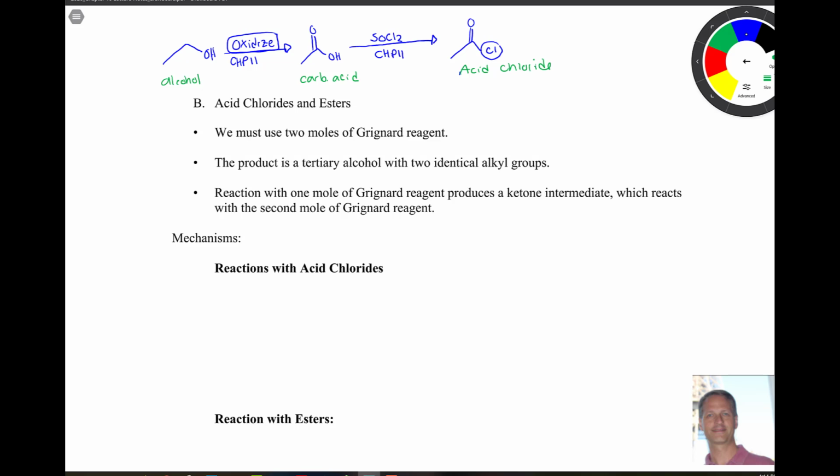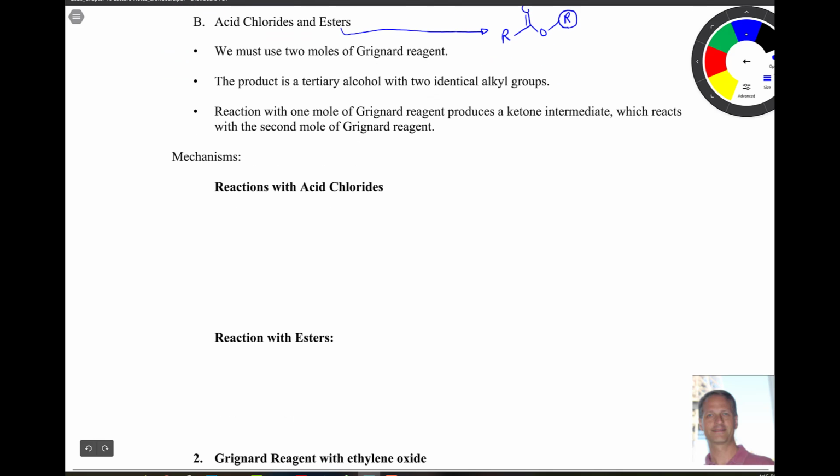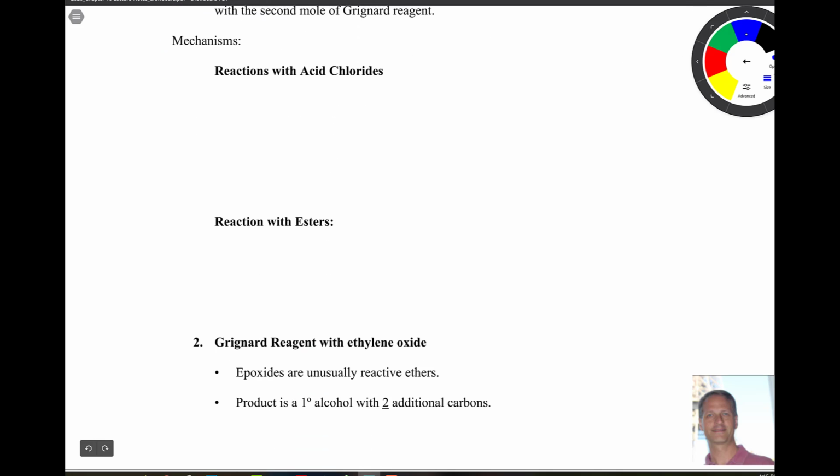So esters, I think that we've seen those in the beginning when we talked about different functional groups. But esters are like carboxylic acids, except instead of an OH, you have an OR group there. So let's look down below at some of the reactions here, and let's go through some of the bullet points as we do that.